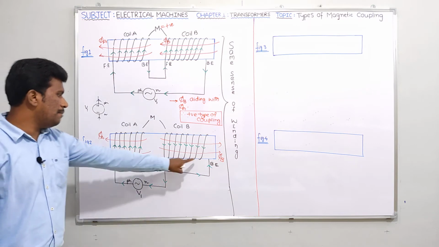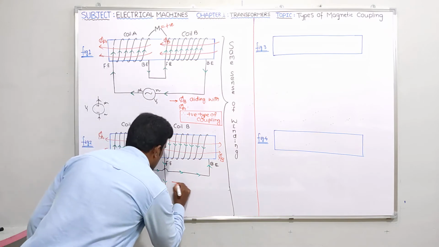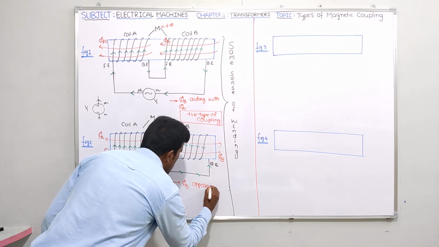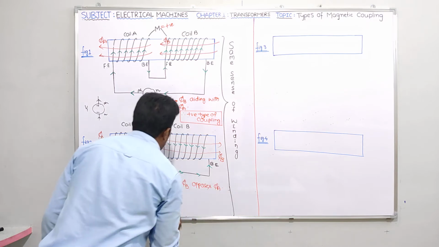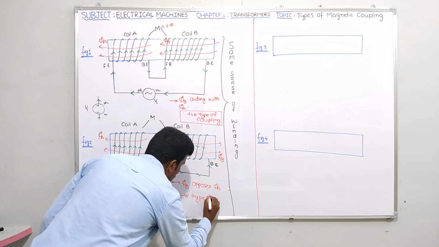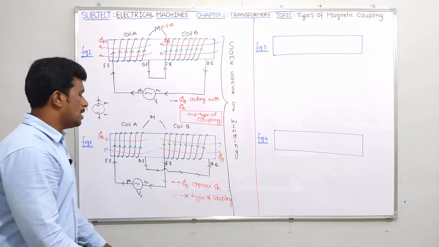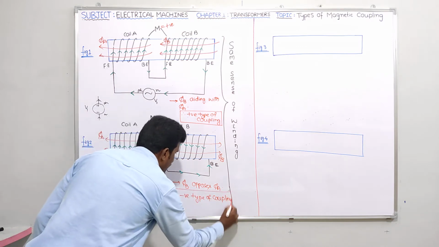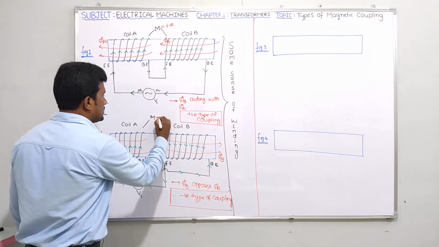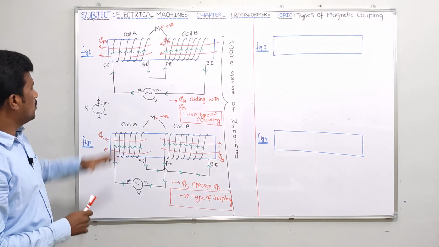Now tell me, guys, here phi B and phi A, are they aiding or opposing? They are opposing. Very simple. So I can write here phi B opposes phi A. Therefore, which type of coupling? Negative type of coupling. Is it clear? Very simple thing. For negative type of coupling, mutual inductance M will be negative. Now tell me, guys, what is the conclusion?